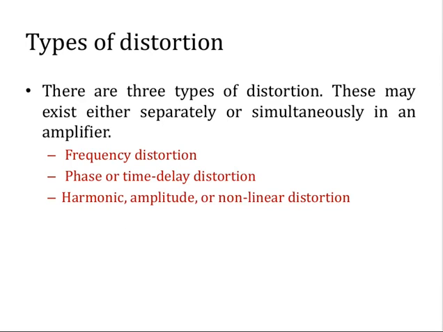So class A will try to reproduce the signal faithfully, but there may be distortion introduced due to several other reasons. So there are three types of distortion. These may exist either separately or simultaneously in an amplifier. They are frequency distortion, phase or time delay distortion, and harmonic, amplitude or non-linear distortion.